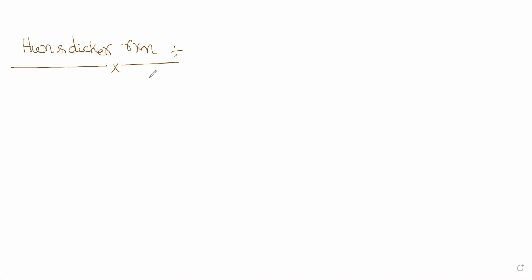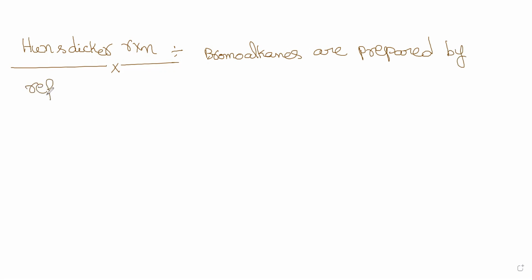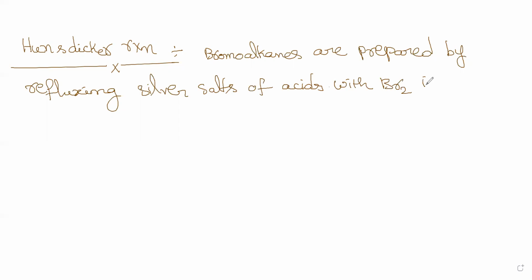So what is this reaction about? Bromoalkanes are prepared by refluxing silver salts of acids with bromine in CCl4. So this is the Hunsdiecker reaction.